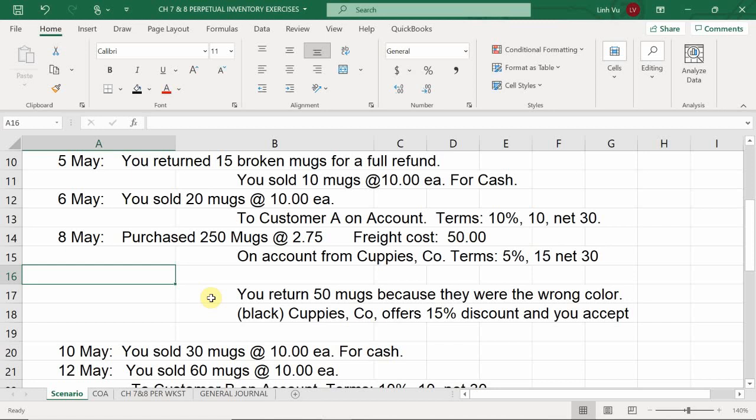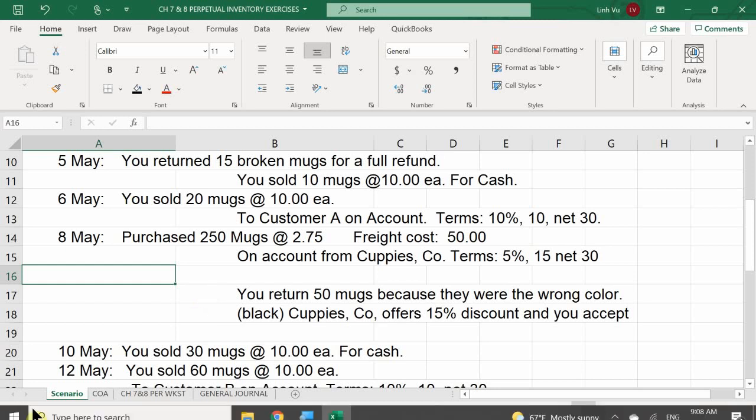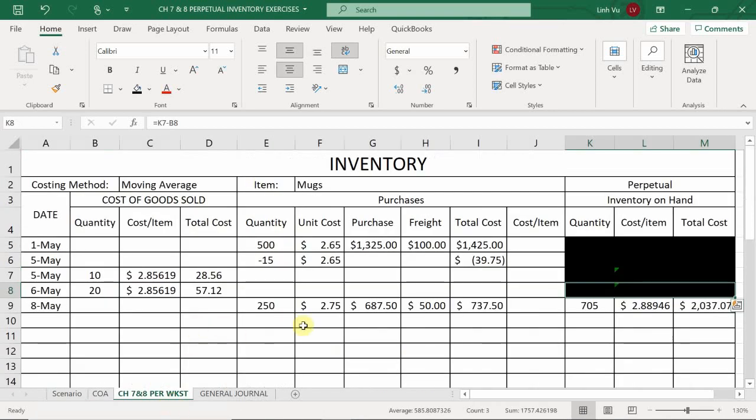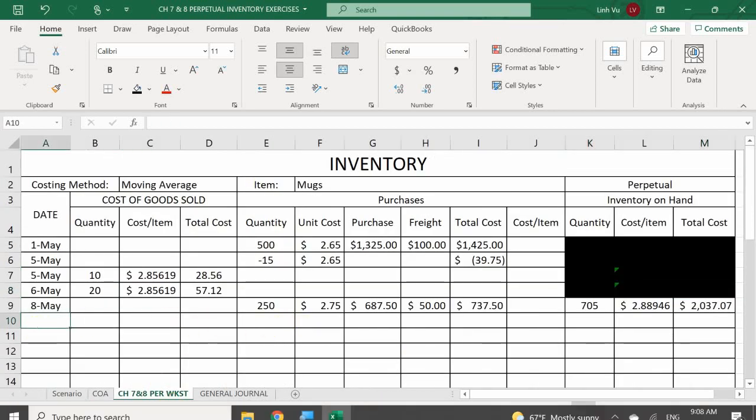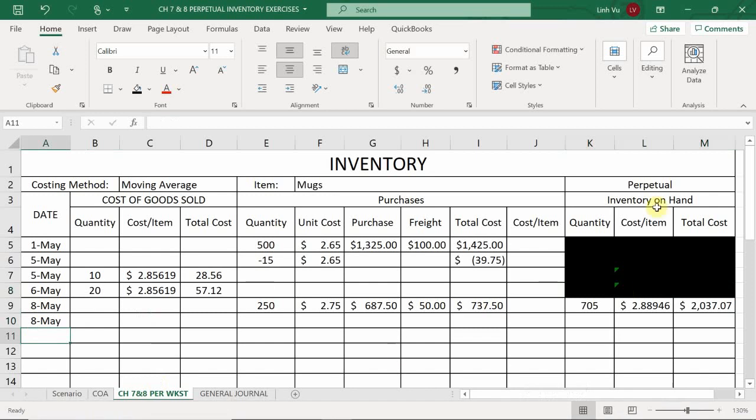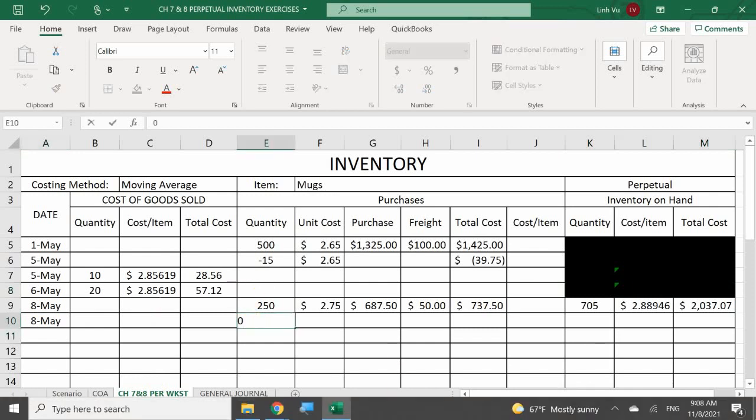So if I'm getting a 15% discount and we accept it, how are we going to calculate this? Or in this case, how am I going to journalize it? Let's calculate it first and then we'll journalize it, okay? So if I potentially returned 50 mugs, but I end up keeping them and they gave me a 15% discount off of it, let's go to our inventory worksheet. Same day, but this time I'm not returning anything.